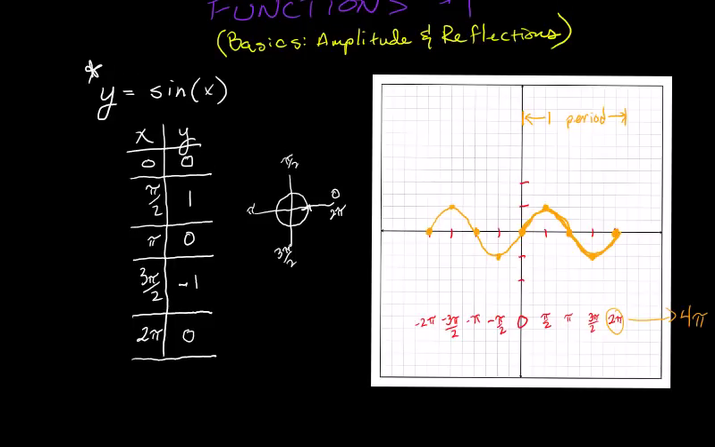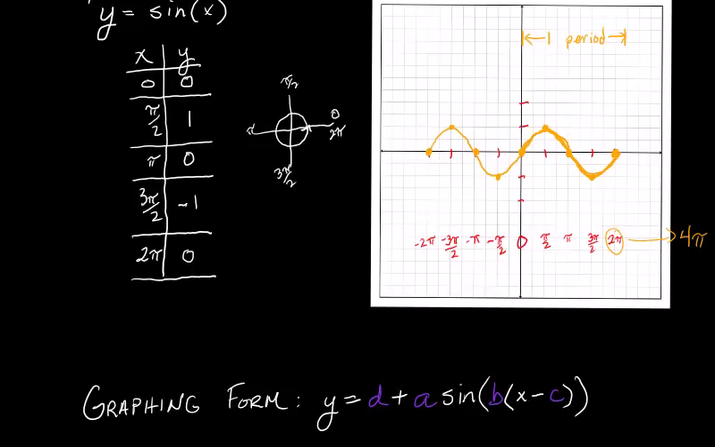A couple things about the sine function that you might want to notice. The domain here, the graph does keep going on. So the domain would be all real numbers. And the range here would be from negative 1 with a bracket to positive 1. Okay? And so that is your basic sine function.